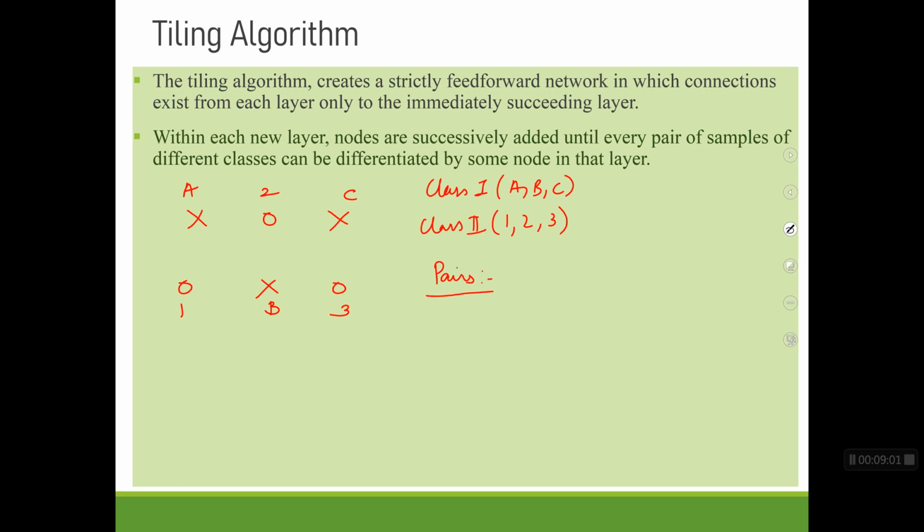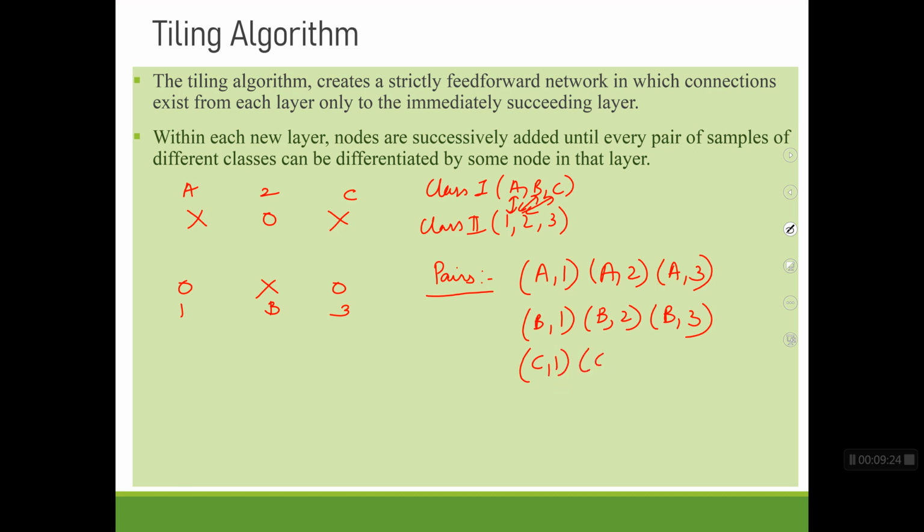So what I would be doing here is forming the pairs. I can write A1, A2, A3. Similarly, I can have B1, B2 and B3. Basically from here only I am going to form the pairs: one pattern from class 1, one pattern from class 2. So I have C1, C2 and C3.